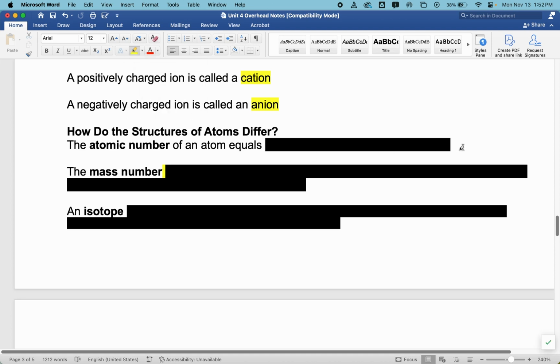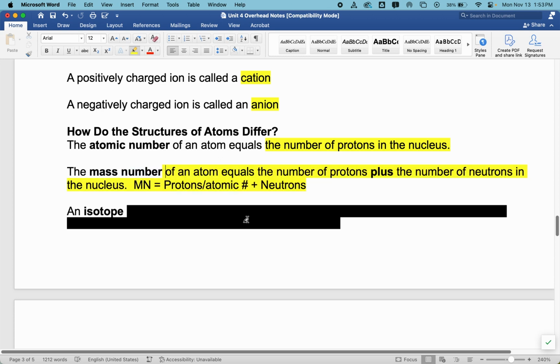So the atomic number of an atom is equal to the number of protons. And you can find that number on the periodic table in each box for each element. There's a big bold number, a whole number, and that number is the atomic number, the number of protons in the nucleus. But each element, let's just say sodium, for example, always has 11 protons, but it can have a different number of neutrons, and those are called isotopes, which we'll get to in a second. But the mass number is if you add up the protons plus the neutrons.